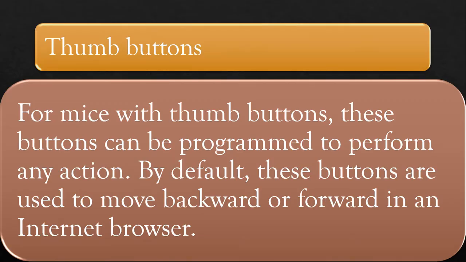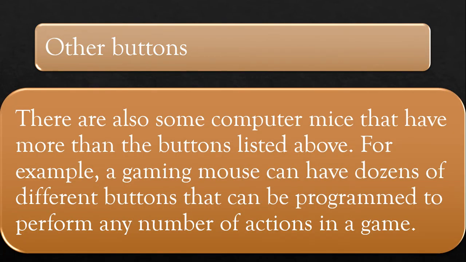Thumb button. For mice with thumb buttons, these buttons can be programmed to perform any action. By default, these buttons are used to move backward or forward in an internet browser. Some other buttons. There are also some computer mice that have more than the buttons listed above. For example, a gaming mouse can have dozens of different buttons that can be programmed to perform any number of actions in a game.